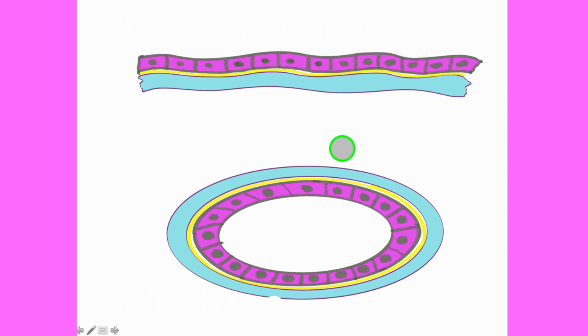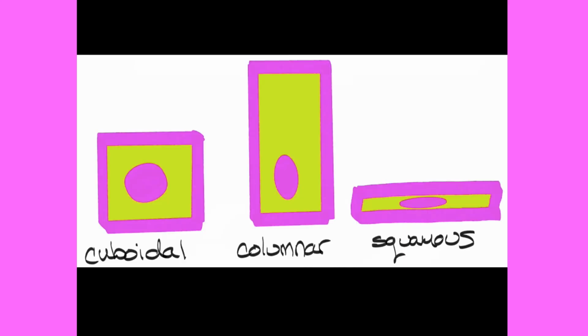Once again, if we look at this one back here, this would be simple cuboidal because these are cuboidal cells and there's only one layer of them. Next video, we'll talk about different types of epithelial tissue.